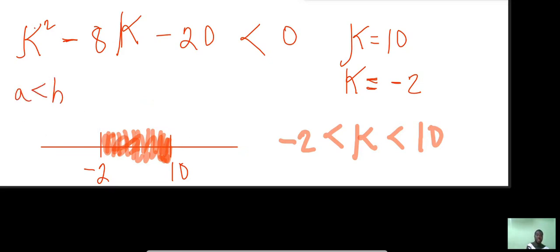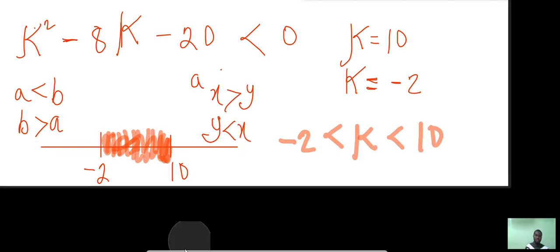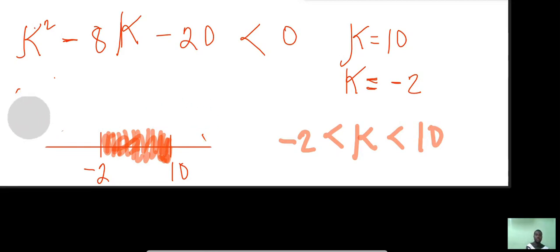For example, if I say A less than B, if I start with B, I will change the narrative to B greater than A. If I say X greater than Y, if I start with Y, it will now be Y less than X. Those are just some basic rules of inequalities. Okay, so that's that. Let's move to the third question.